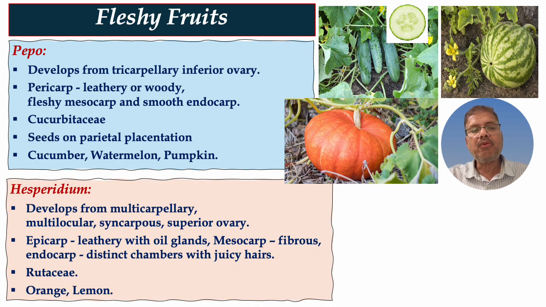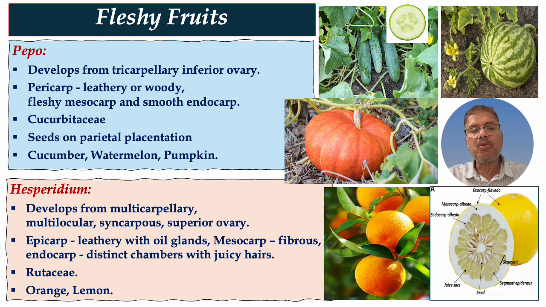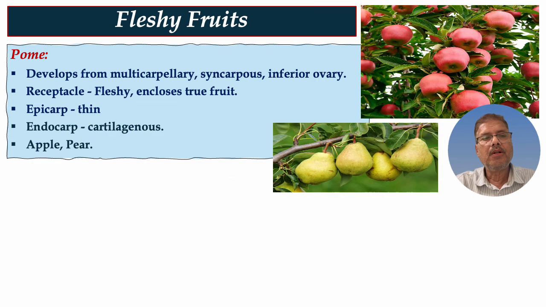Hesperidium is a type of fruit that is characteristic of the citrus family, that is Rutaceae. Fruit develops from multicarpillary, multilocular, syncarpous superior ovary. The fruit wall is differentiated into leathery epicarp with the oil glands, a middle fibrous mesocarp, and the endocarp forms distinct chambers containing juicy hairs. The examples are orange, lemon, etc.